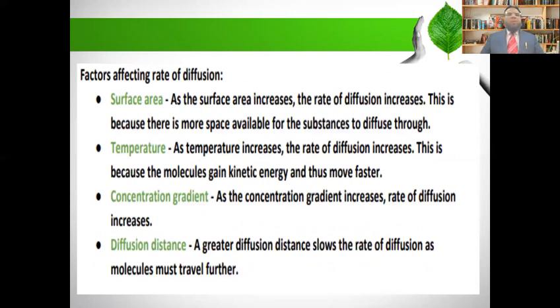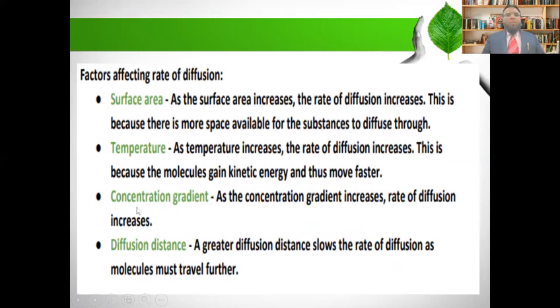See which factors affect the rate of diffusion. So see, the surface area: as the surface area increases, the rate of diffusion also increases. This is because there is more space available for substances to diffuse through. Another factor is temperature. As the temperature increases, the rate of diffusion increases. This is because the molecules gain kinetic energy and thus move faster.